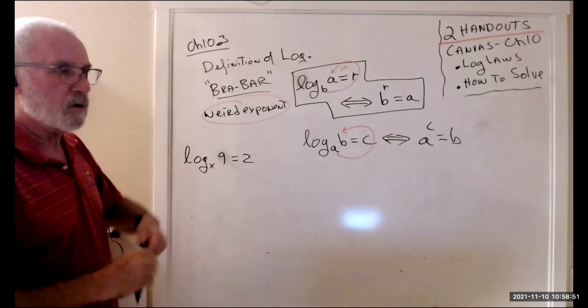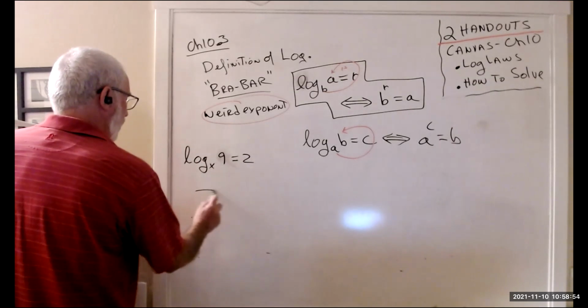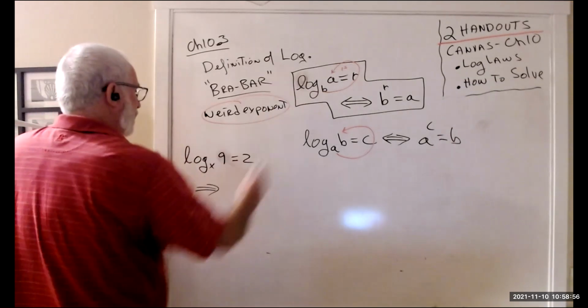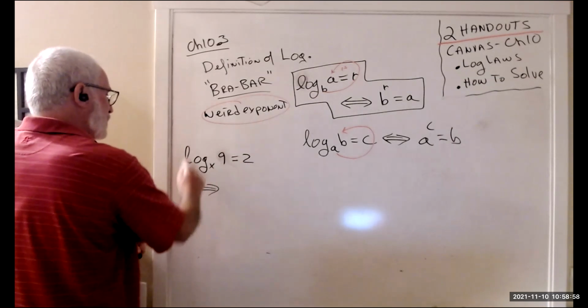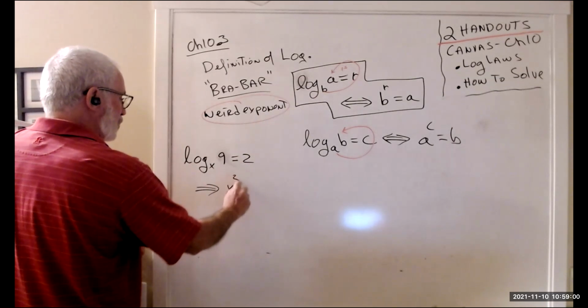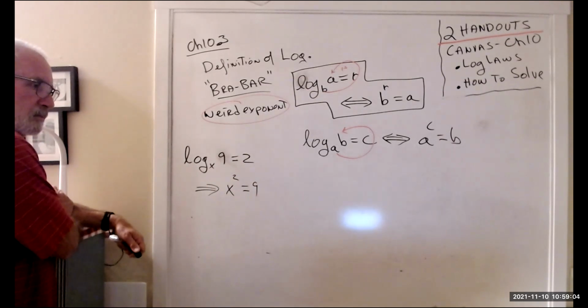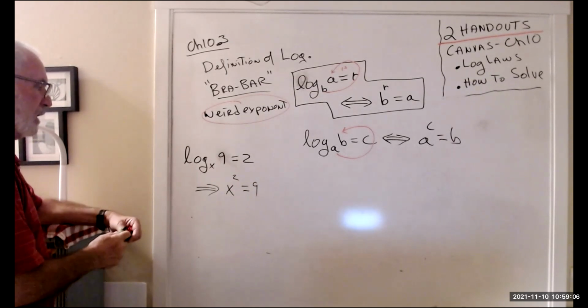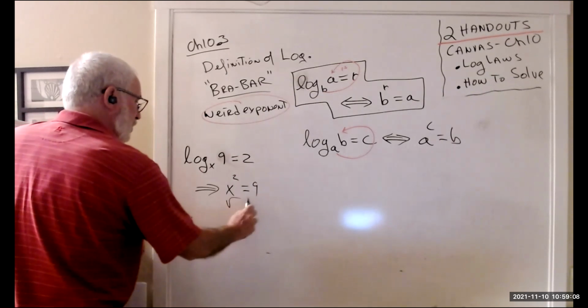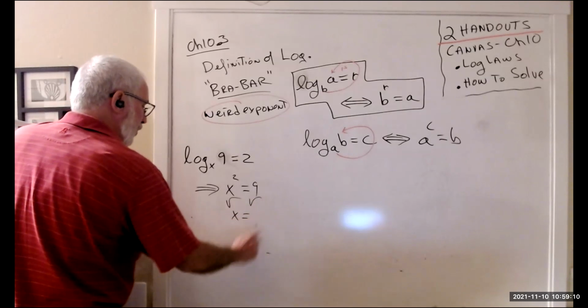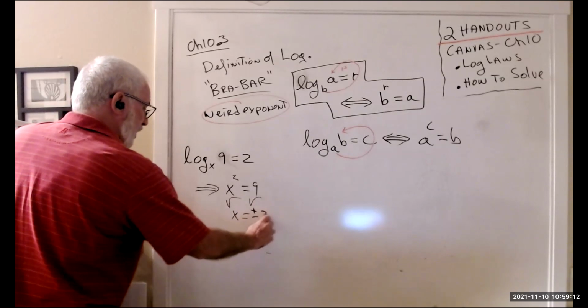So what do you do? Well, you convert it. You use this pattern. You say, oh, this is the same as x to the 2 equals 9. And now you go, well, I can do that. I can square root both sides and get x is worth, now technically, plus or minus 3.